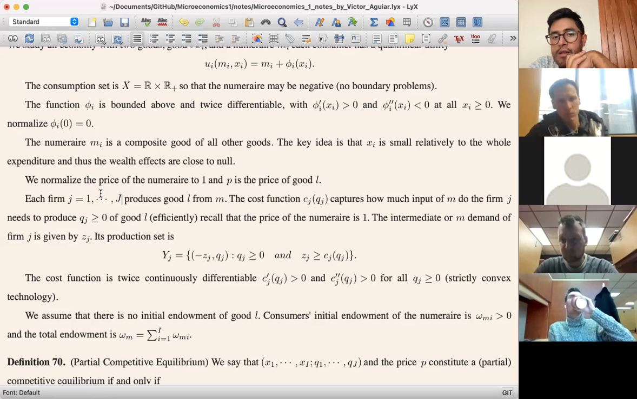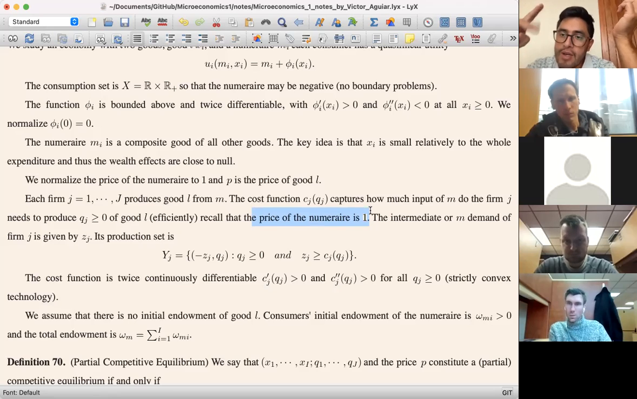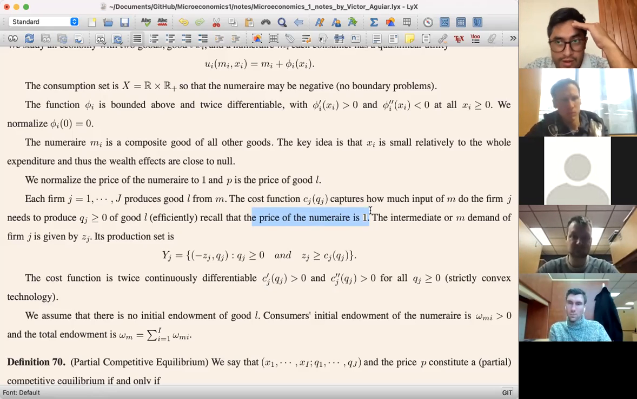Now, one important thing. Remember that we can always normalize one price in these markets to one, because only relative prices matter. In this market, we're going to normalize the price of the numeraire to one, okay? So everything is measuring money, right? The price of the numeraire is one. Given that, the price of the only input is one, right?